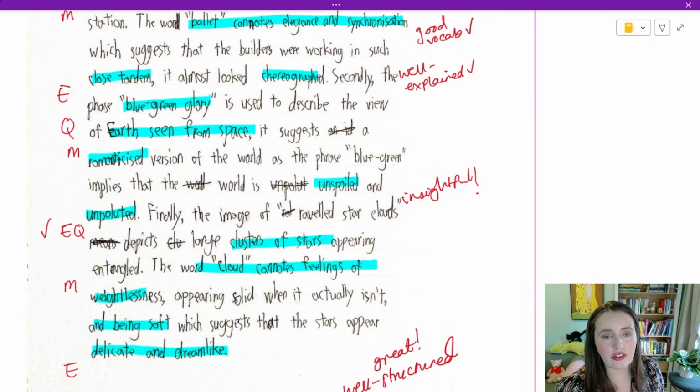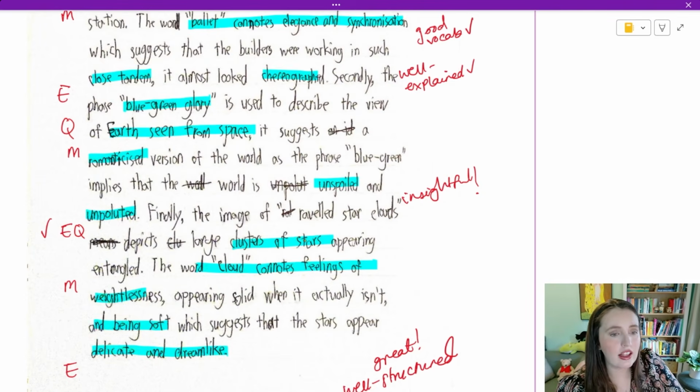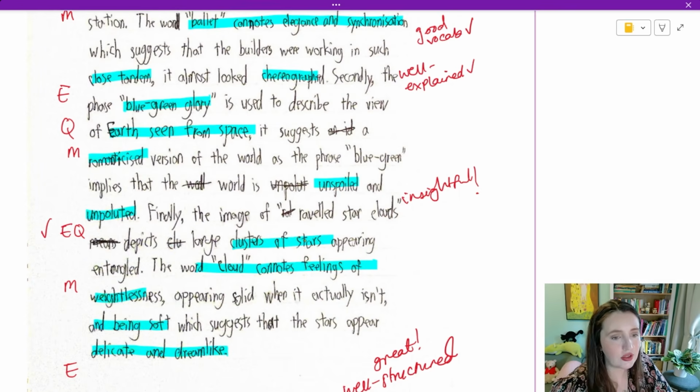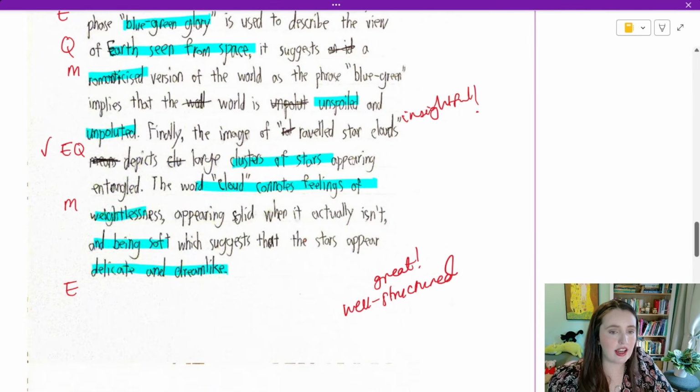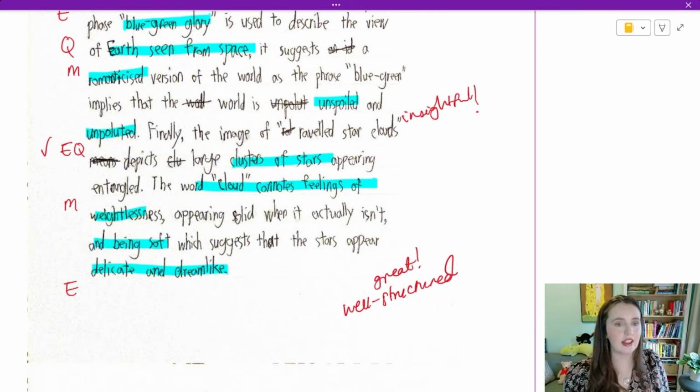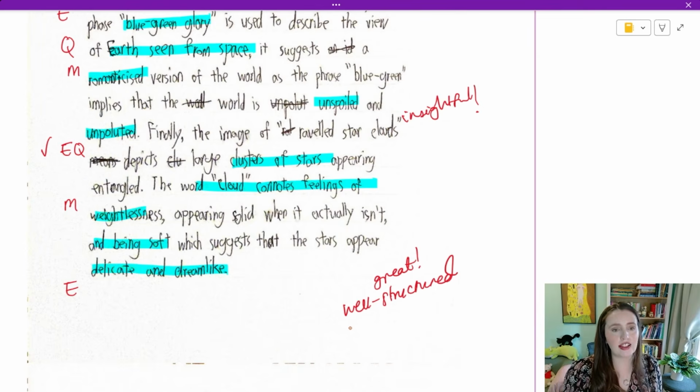Finally, the image of "ravelled star clouds" depicts large clusters of stars appearing entangled. Meaning, the word "cloud" connotes feelings of weightlessness, appearing solid when it actually isn't, and being soft, which suggests that the stars appear delicate and dreamlike. Great effect right there. Weightlessness, soft, delicate, dreamlike.